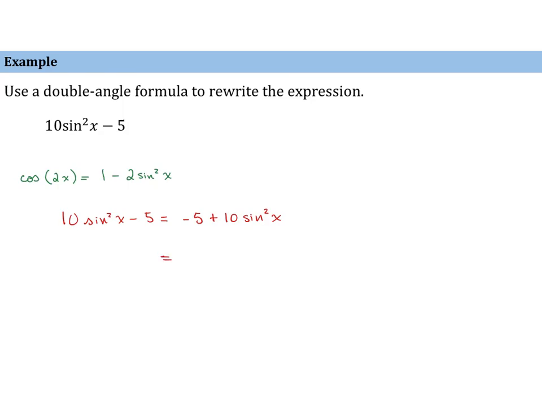Now, if we factor out a negative 5 from this expression, what would we be left with? We would have positive 1 minus 2 times sine squared of x, which we've already stated is our double angle formula for cosine of 2x. So this will be negative 5 times cosine of 2x.